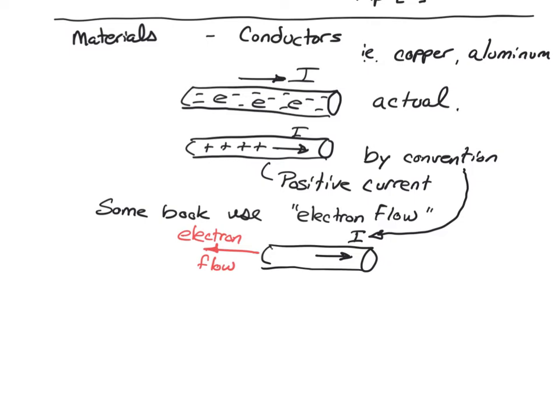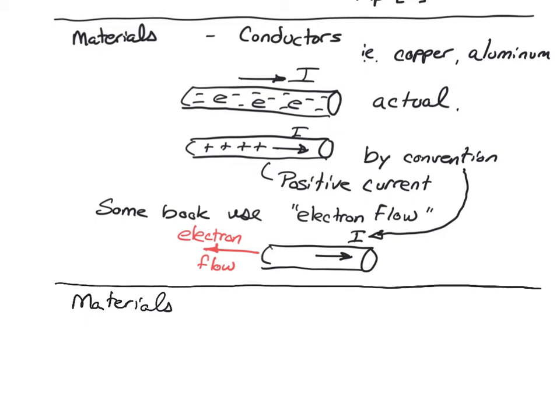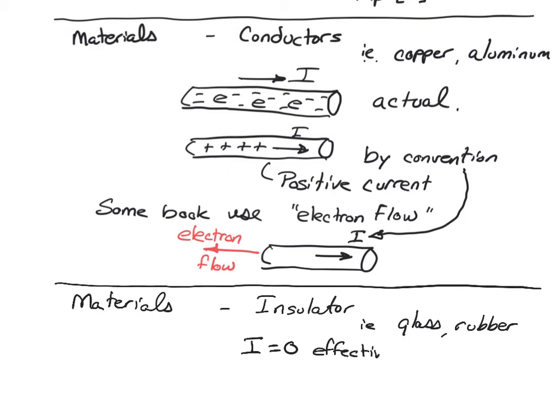Now let's go to the next one. Again, we're talking about materials. In this case, we're going to talk about insulators. An example, maybe glass, rubber, things that we typically think of that don't let charge flow. So it's just that. Current equals zero, effectively. So it's an insulator.